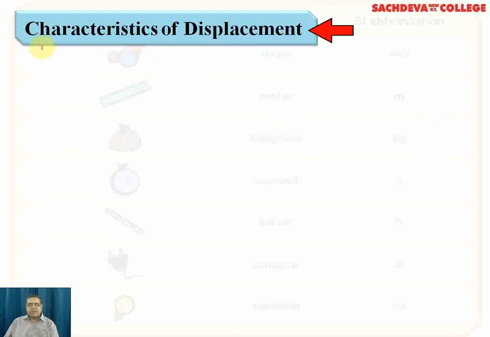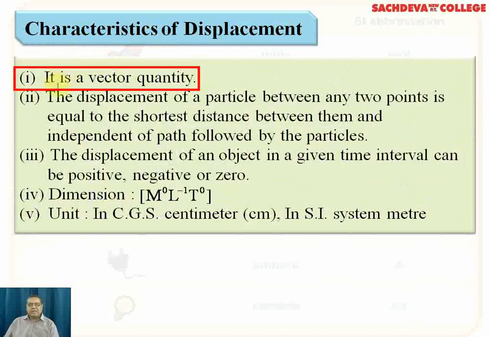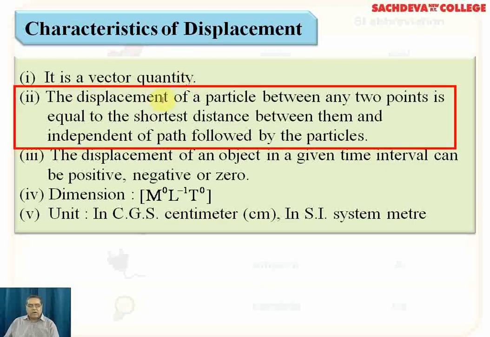Now, characterization of displacement: we will find that it is a vector quantity because it has direction as well as magnitude. The magnitude of displacement is supposed to be the distance, and the magnitude of displacement will be taken as modulus of displacement, and that will be equal to distance. The displacement of a particle between any two points is equal to the shortest distance between them and is independent of the path followed by the particle.